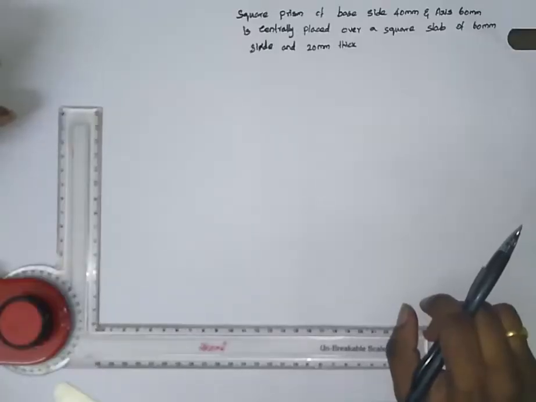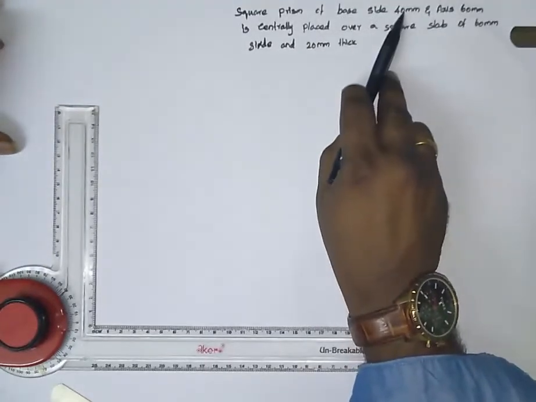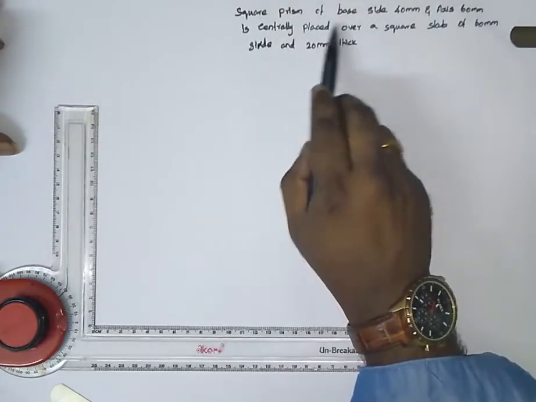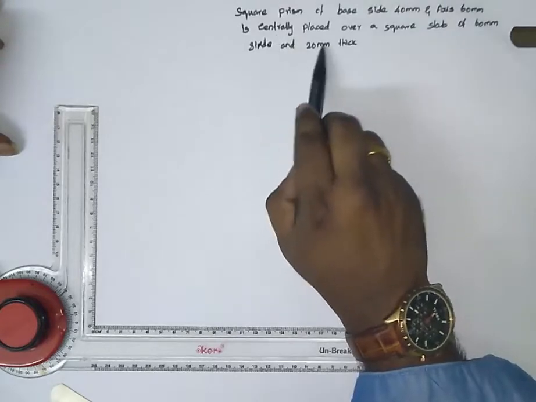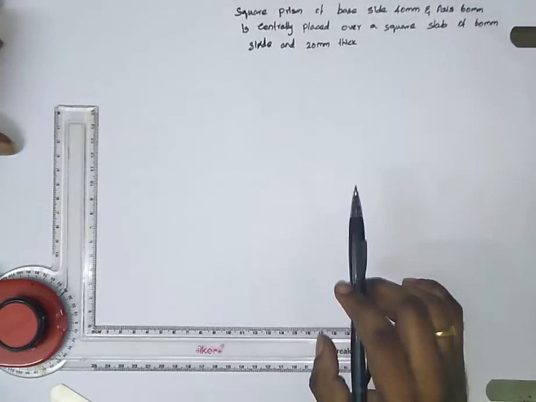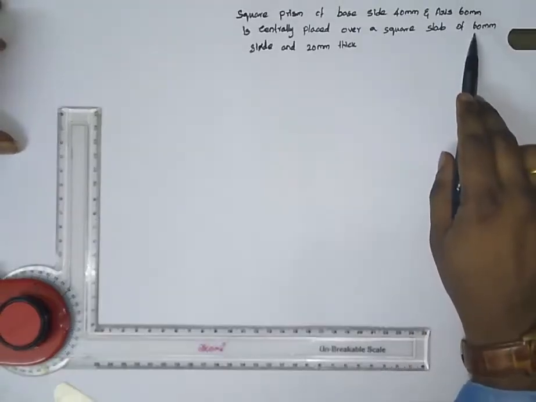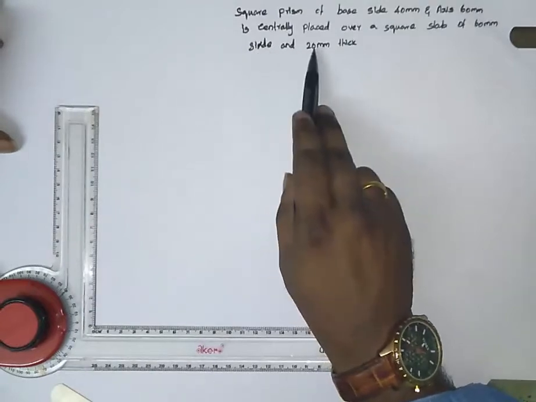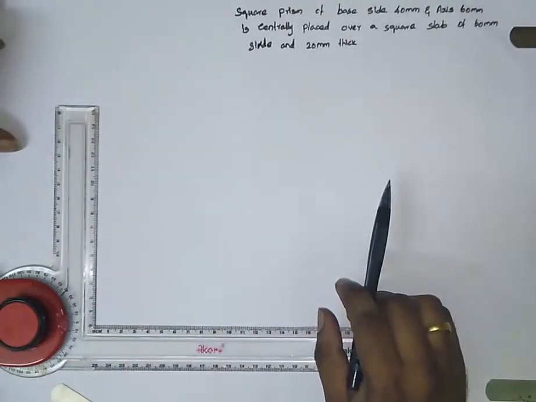Welcome, you all. In the problem, it is given that a square prism of base side 40 mm and axis 60 mm is centrally placed over a square slab of 60 mm side and 20 mm thick, which means you have a square slab of side 60 mm and 20 mm thick, that is, the height of the slab is 20 mm.